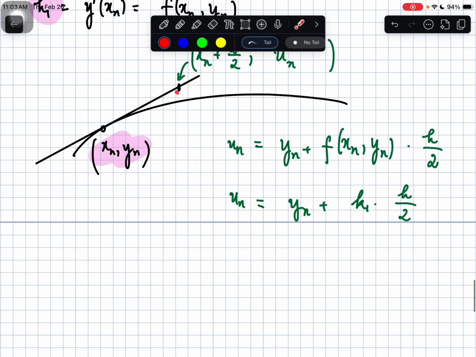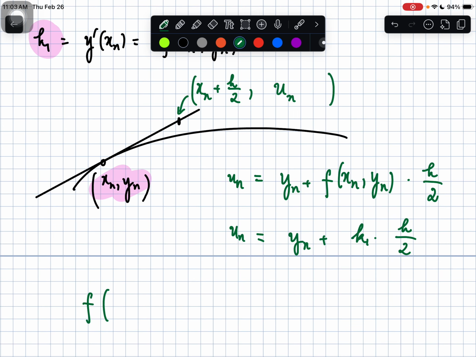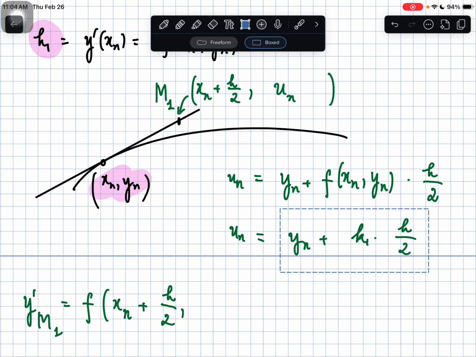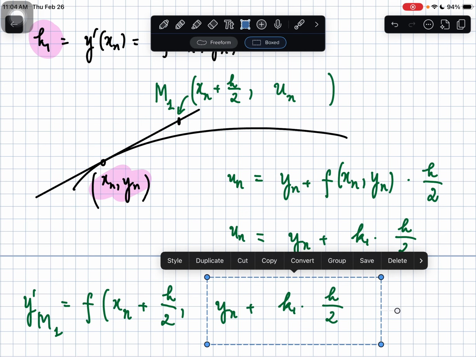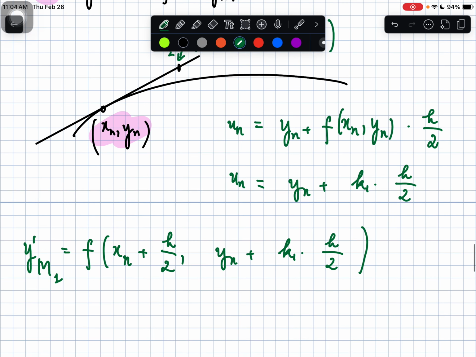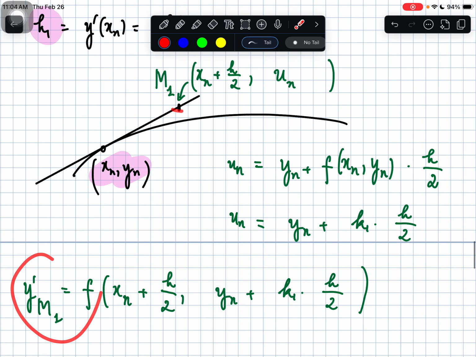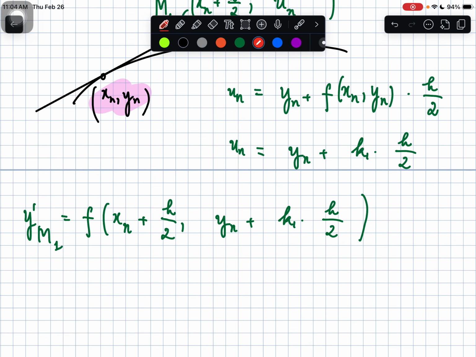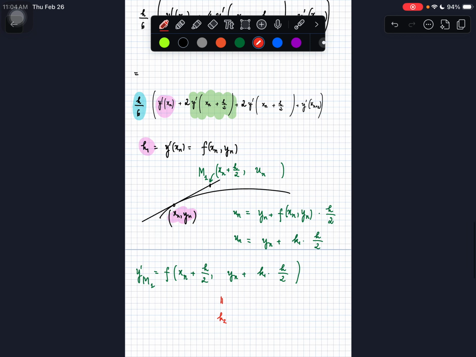At this point, we have a slope f of that point. Let me call the middle point m1. Y prime at m1 equals the slope at that point, so it's the slope at xn plus h over 2, un, which is this term. That is the slope of this m1. Now I call this slope k2. So we have k1, the slope at the beginning, and k2, the slope of this middle point.